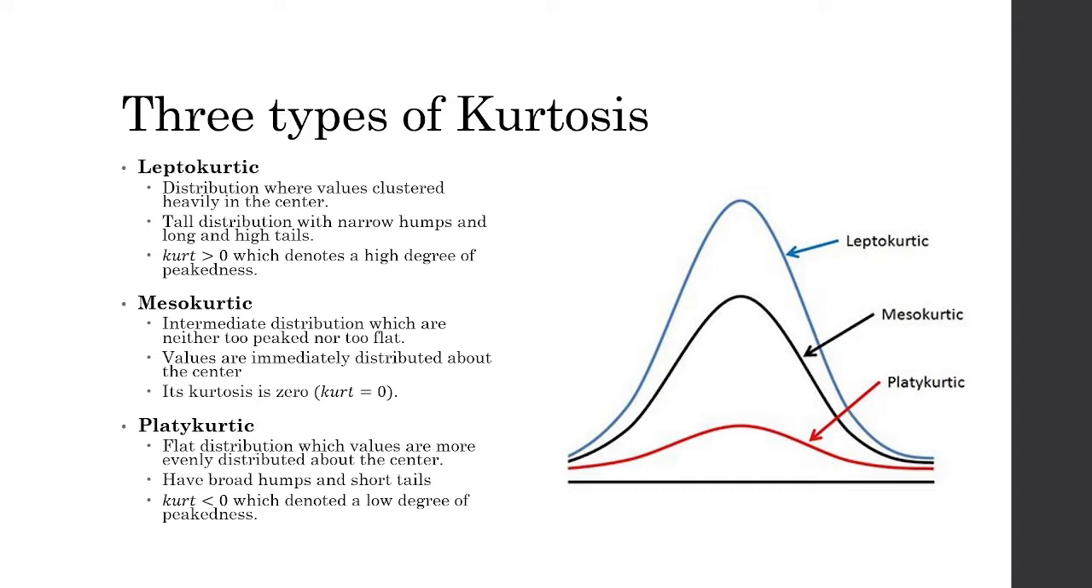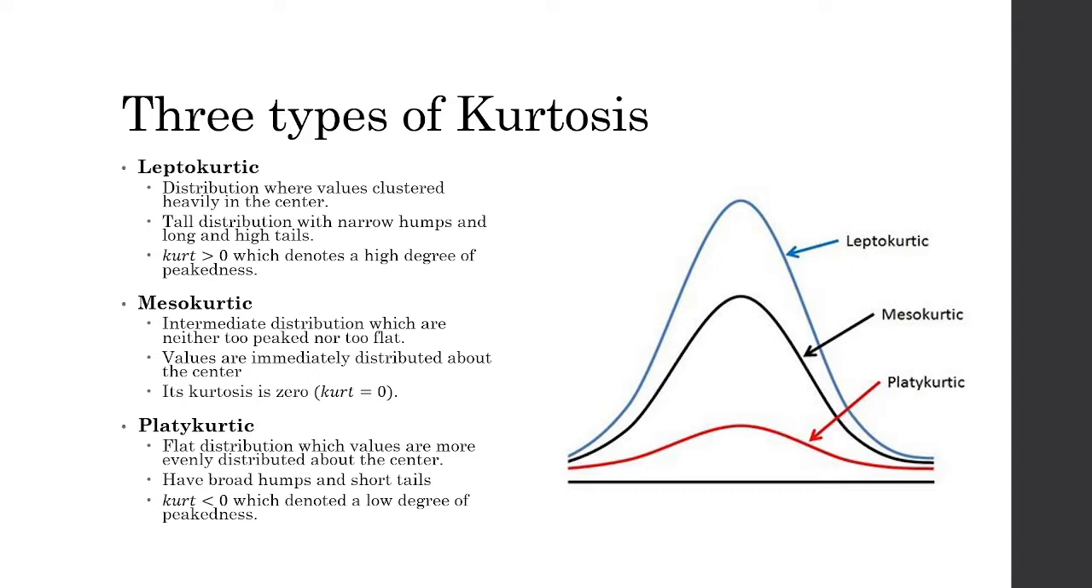And we also have the mesokurtic. The mesokurtic is the intermediate distribution which is neither too peaked nor too flat, wherein the values are moderately distributed about the center. Meaning to say, there is some degree na hindi siya flat, hindi rin siya peaked. So this kurtosis actually has a value of zero.